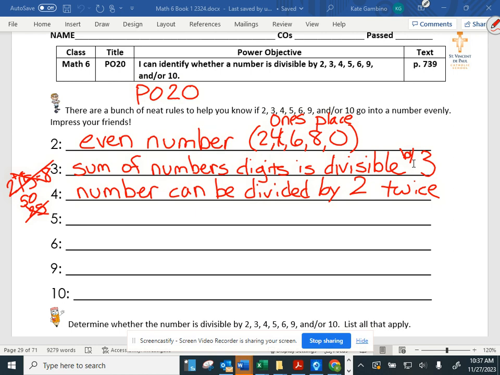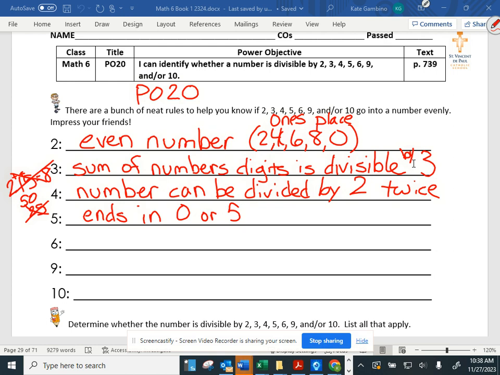How do we know if a number is divisible by 5? Layla. If the number ends in 0 or 5. So in the ones place, we have a 0 or a 5. We know it's divisible by 5.